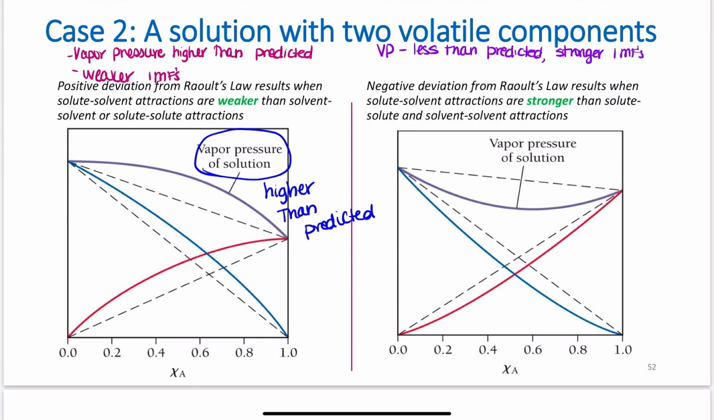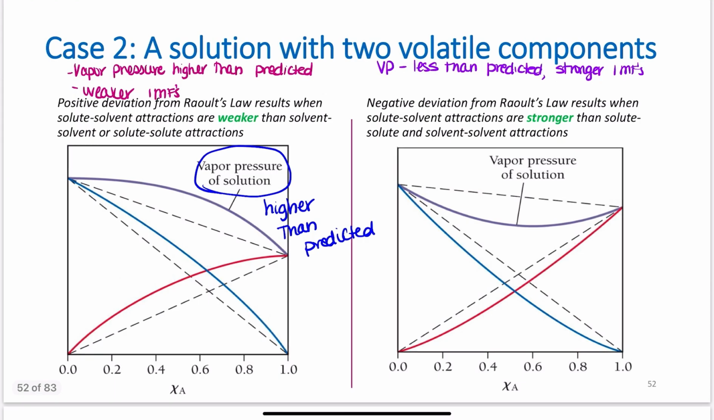The negative deviation suggests the solute-solvent attractions are stronger, and so it's harder for those components to escape solution. They stay in solution stronger. We see a weaker vapor pressure than we expect.